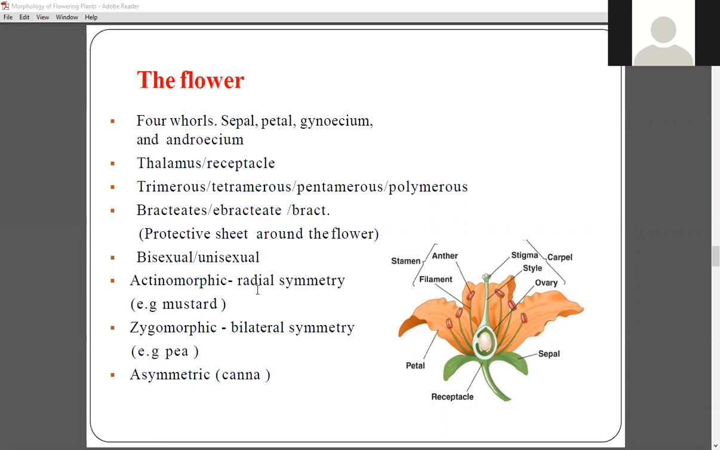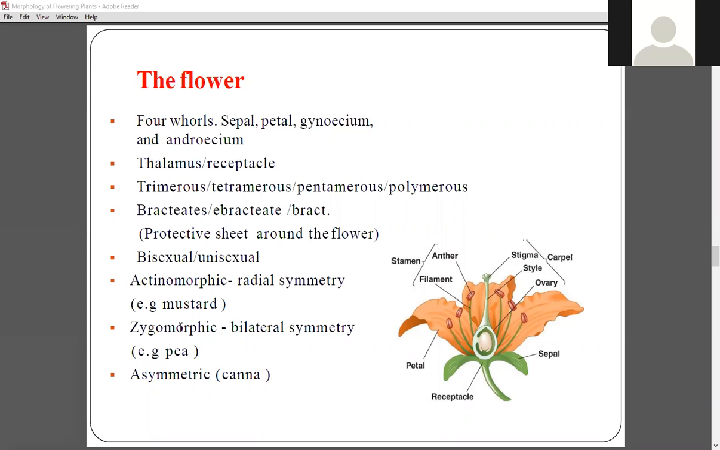So the stamen or the androecium and gynoecium, if both of them are present in a single flower, that type of flower is known as bisexual flower. And when a particular flower contains only gynoecium or only androecium, that means two different types of flowers contain two different types of sex organs. That is, gynoecium is present in one flower and androecium is present in another flower. That type of flowers are known as unisexual flowers, right?